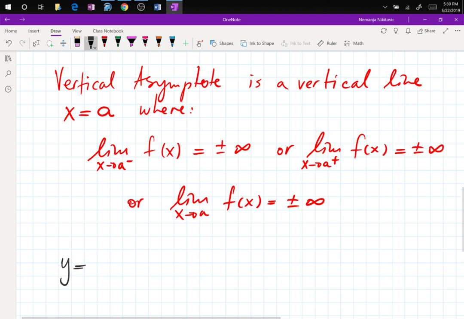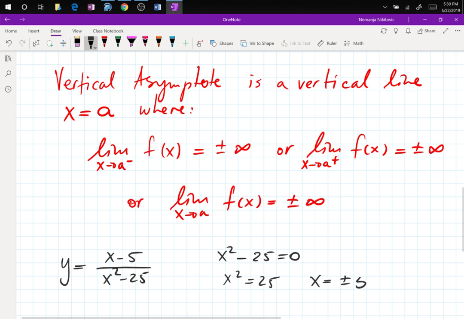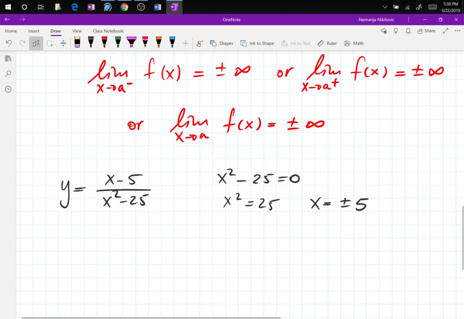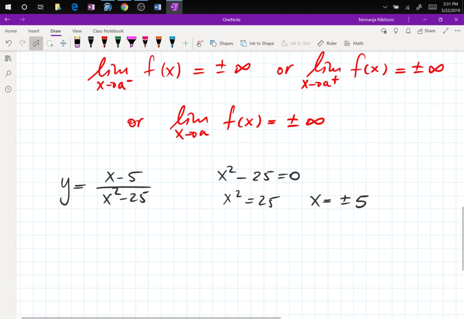And we can say, okay, y equals x minus 5 over x squared minus 25. When I set x squared minus 25 to 0, this is what we learned in pre-calc, set the denominator equal to 0, we will get x squared equals 25, from where x is equal to plus minus 5. So it's a quadratic, right? So it has two solutions, and one is positive and one is negative. So now, these are my candidates for asymptote. They are not guaranteed to be asymptotes. These are just candidates. So what am I going to do?